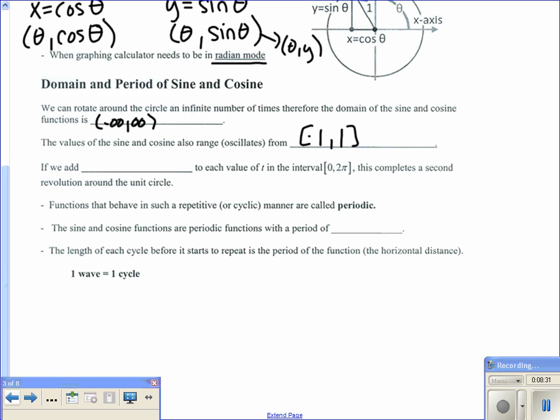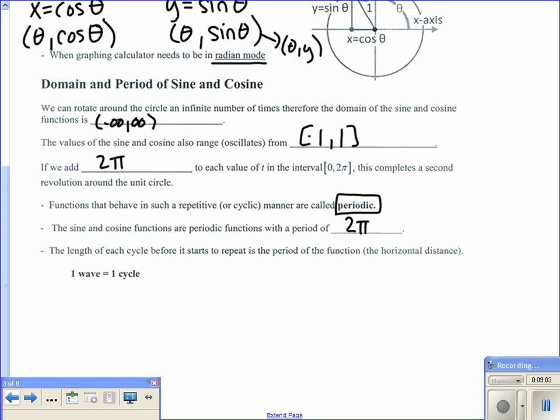If we add 2 pi, or 360 degrees, to each value of t in the interval from 0 to 2 pi, this completes a second revolution around the circle. Functions that behave in such a repetitive or cyclic manner are called periodic. So that's something that we're going to talk about. The sine and the cosine functions are periodic functions. When do they start repeating? After every 2 pi, or 360 degrees, we know that they're going to repeat the next wave.